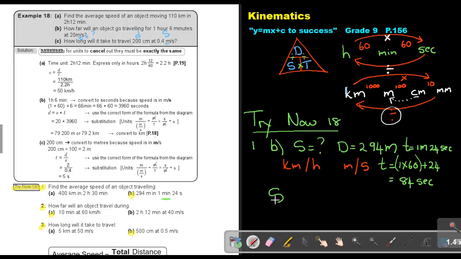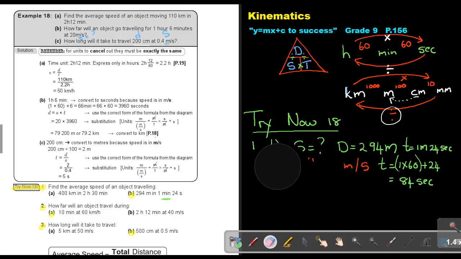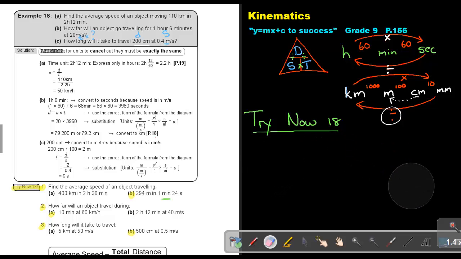Okay, so let's start again. If I want speed, remember speed is distance divided by time. What is my distance? It's 294. And the time is 84 seconds. That is going to give me an answer of 3.5 meters per second. And that's going to be my answer. Okay, let's start with the next one. You can first stop the video and do it, and as soon as you are finished, you can continue with the video.